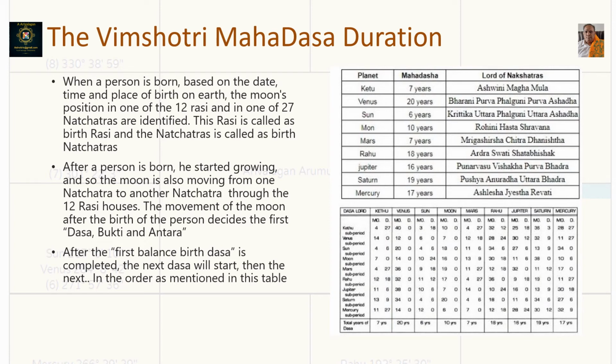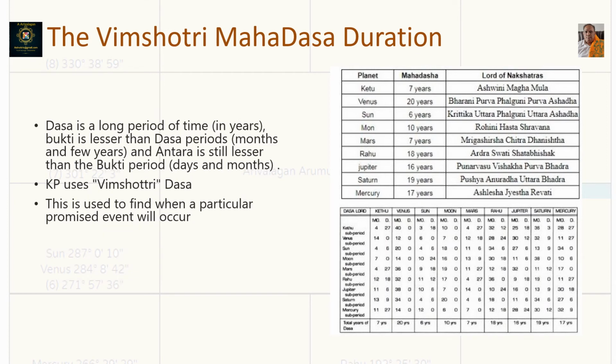In the same way, Venus Bhukti gives 14 months and 0 days, and Sun Bhukti gives 4 months, 6 days. This is a simple calculation, but I have given it here for better understanding. Dasa is a long period in years. Bhukti is shorter than the Dasa period, normally months and a few years, sometimes 2 years. Antara is still shorter than the Bhukti period, in days and months.